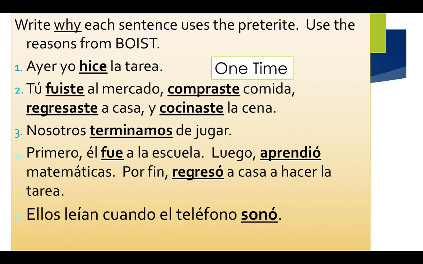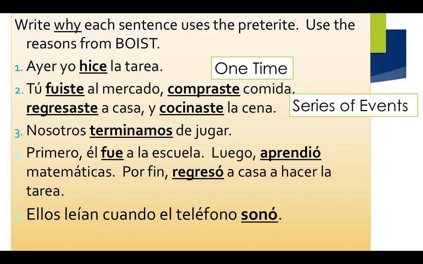Number two, tú fuiste al mercado, compraste comida, regresaste a casa y cocinaste la cena. Why might I use the preterite here? You went to the market, you bought food, you returned home, and you cooked dinner. Well, this is a series of events, things that you did, so that's a preterite area from BOIST.